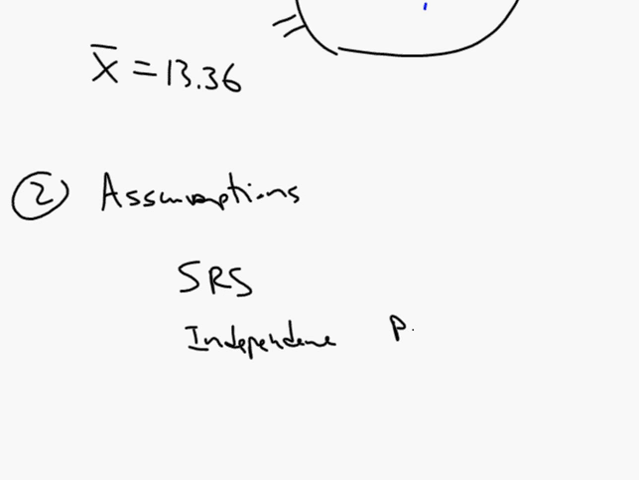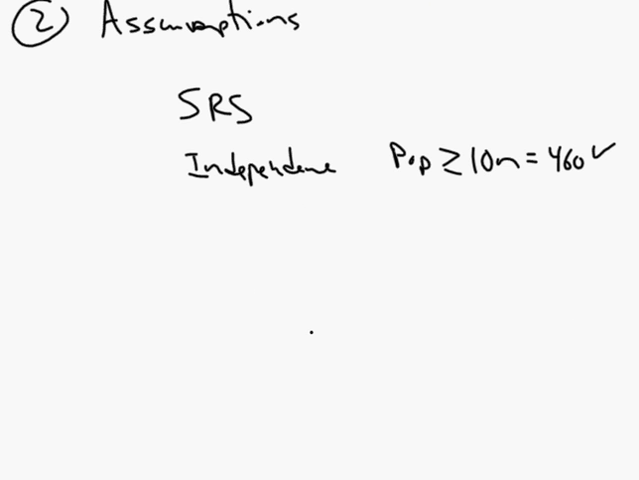What you really need to check is: is the population greater than 10 times your sample size? In other words, do you think that more than 460 kids took the SAT twice? And we're going to say yes. Okay. And also, don't forget, that's also the check for sigma of x bar equals sigma of x over square root of n. So that's nice to know. Also, we're going to need that.